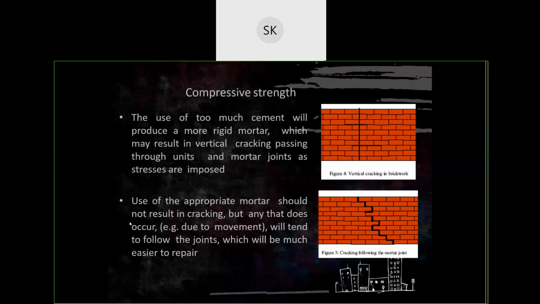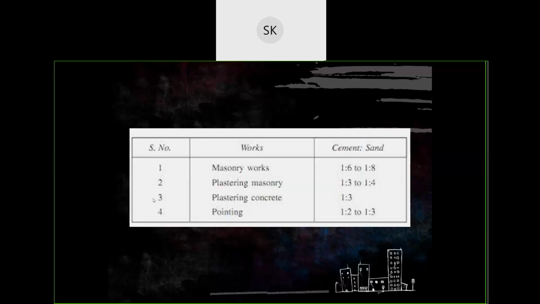Now, use of the appropriate mortar should not result in cracking, but any that does occur will tend to follow the joints, which will be much easier to repair. So if you use appropriate mortar, there may be cracking, but the cracking will be through joints, not vertical cracking. Vertical cracking represents too much cement or faulty construction. If you use a proper amount of mortar, cracking may still occur due to some natural hazard or any other significant reason, but it will be along the joints.